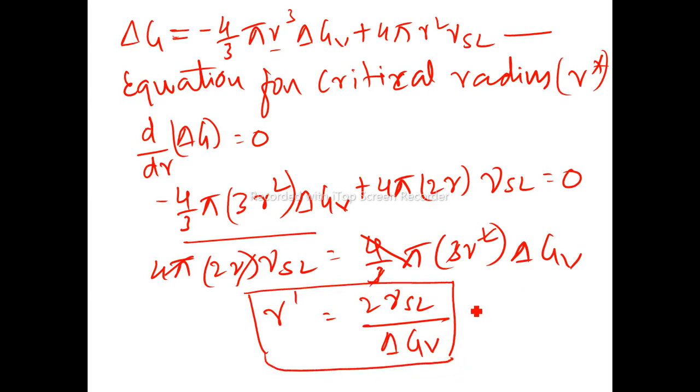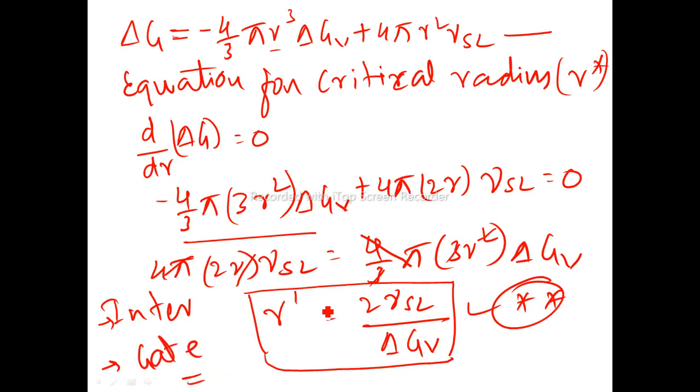Okay, this is the final expression, and it is the most important expression. In most of the interviews and in GATE exams, questions will be asked on this expression. So what will be the critical radius if it is a sphere, and if they give the change in the Gibbs energy per unit volume and the surface free energy, we will get the r star, r dash. Okay, this is the most important expression.